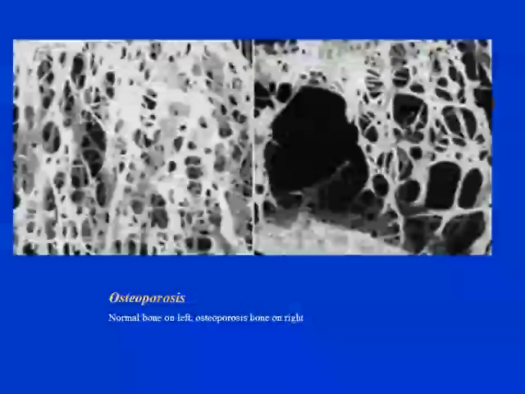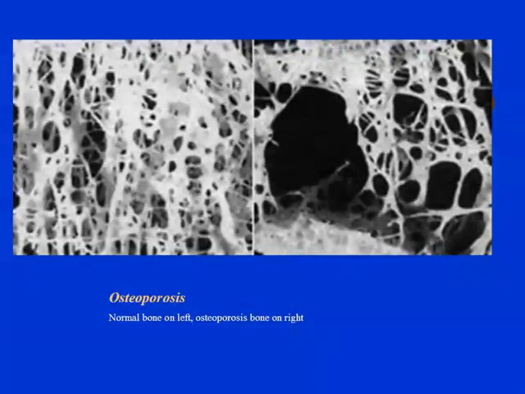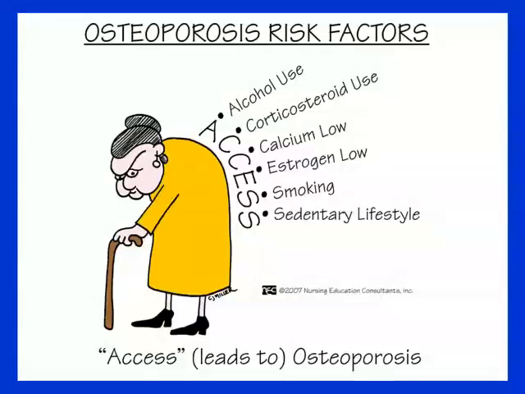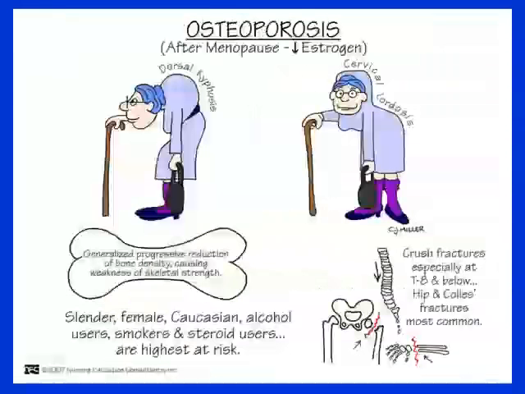And this is a picture of osteoporosis. On the left, you have normal bone. On the right, you have somebody who has osteoporosis. It's not any wonder it breaks. And here's osteoporosis risk factors. Access: alcohol, corticosteroids, calcium low, estrogen low, smoking, sedentary lifestyle. Access leads to osteoporosis.